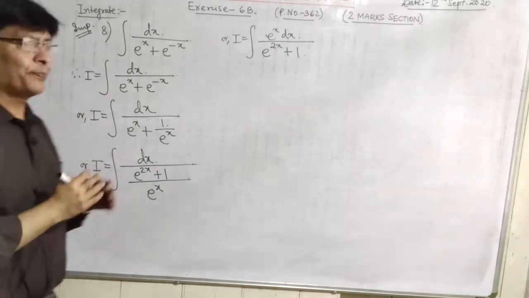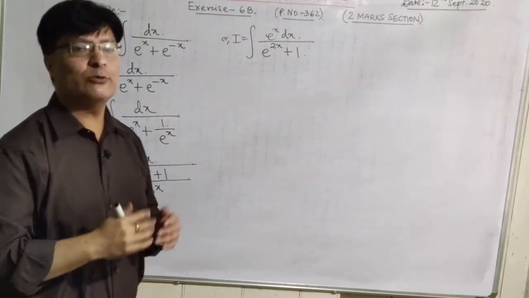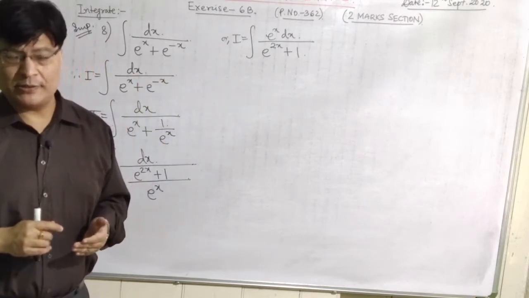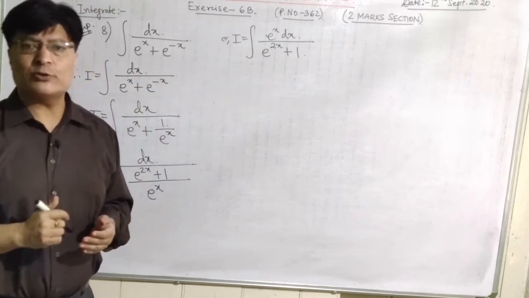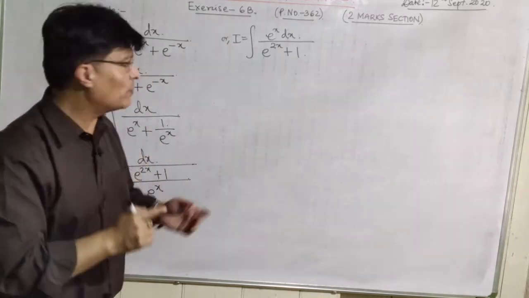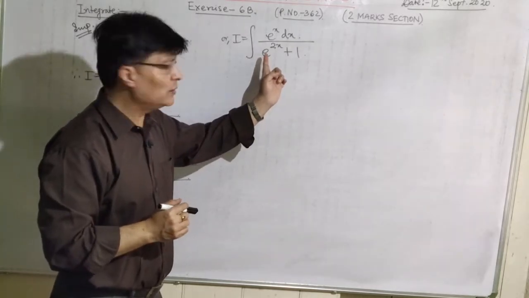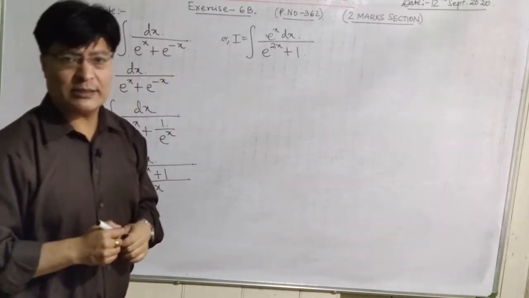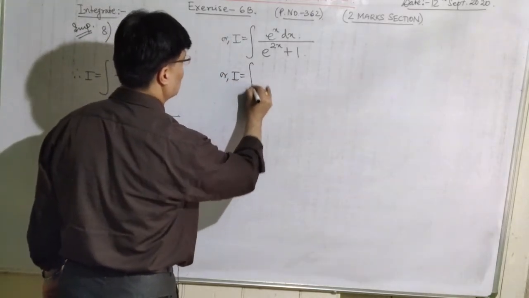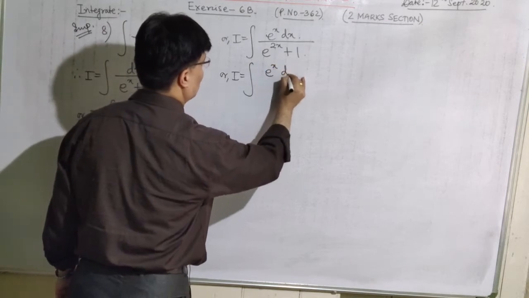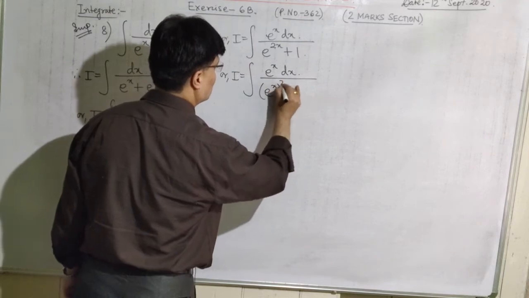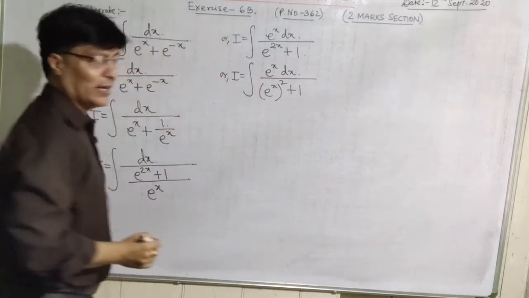So now in this case we can use the method of substitution. Now in the denominator we have e to the power x. Differentiation of which function is e to the power x? E to the power x, isn't it? Differentiation of e to the power x is e to the power x. Now in the denominator, this e to the power 2x can be written as e to the power x whole square. So I is equal to integration of e to the power x dx divided by e to the power x whole square plus 1.